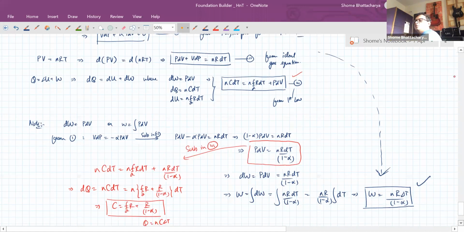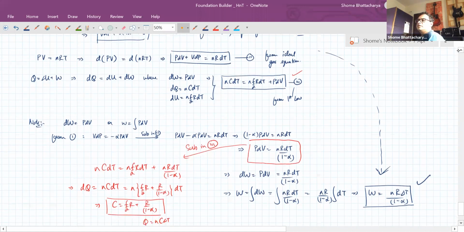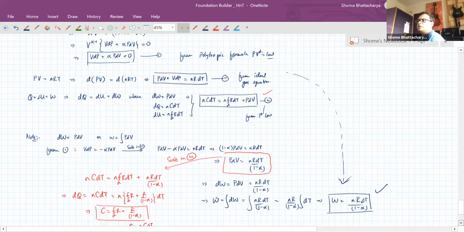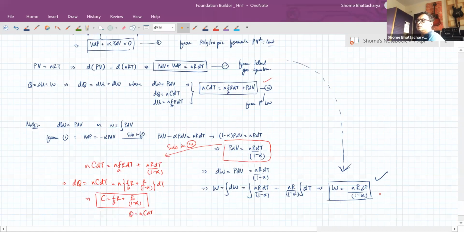Okay, so this is a simple proof of these direct formulae that we have discussed about polytropic process. More important than the proof for us is the application. Every time we are dealing with a general polytropic process, we can use this formula for molar specific heat capacity, and from this the value of Q, we can use these directly, without doing integration and all this.